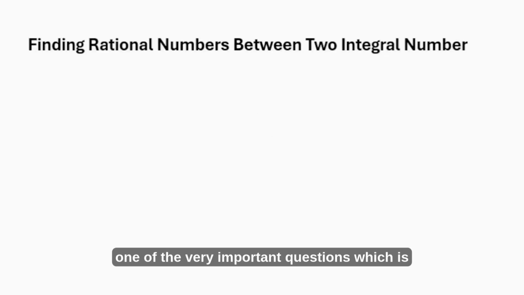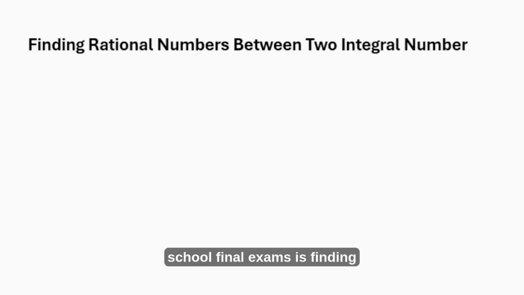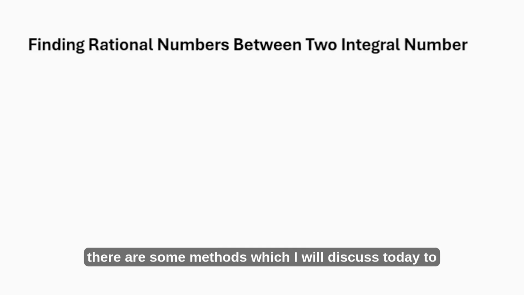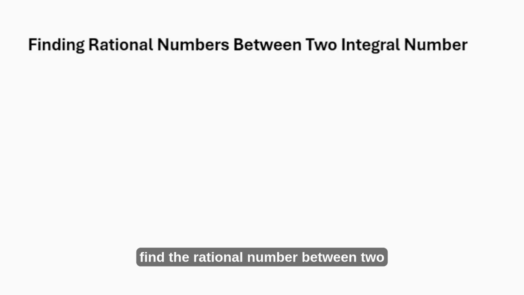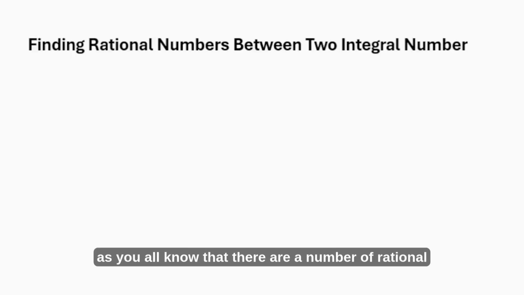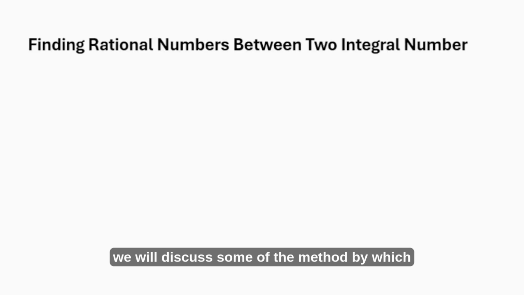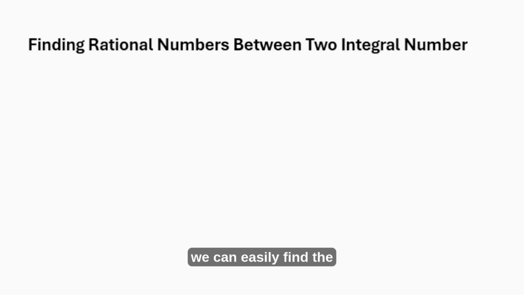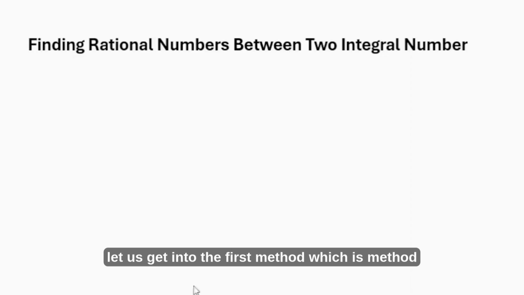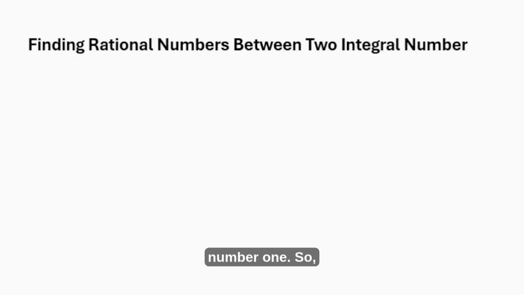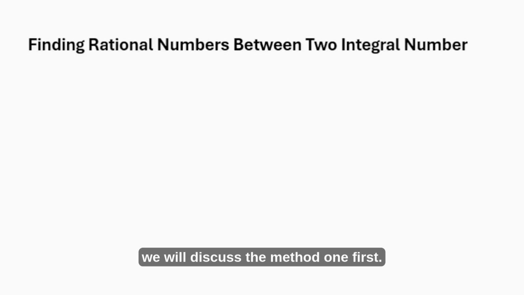Now, one of the very important questions which is asked many times in the board as well as school final exams is finding rational numbers between two rational numbers. There are some methods which I will discuss today to find the rational number between two rational numbers. As you all know, there are a number of rational numbers available in between two integral numbers, but here we will discuss some methods by which we can easily find them. So let us get into the first method, method number 1.